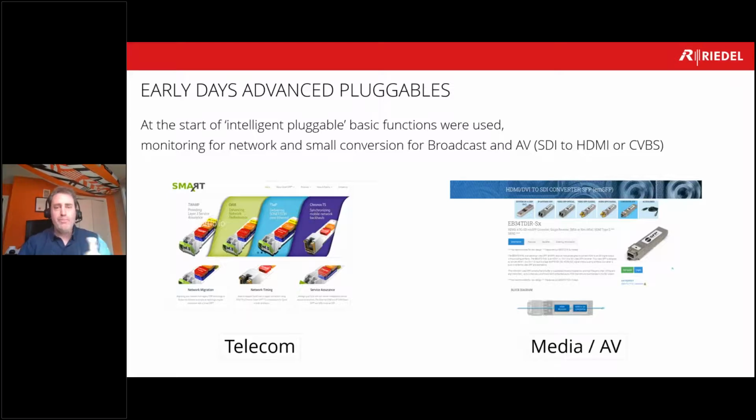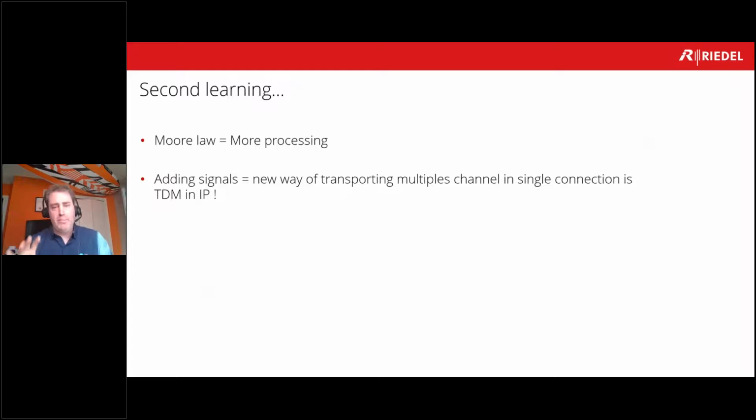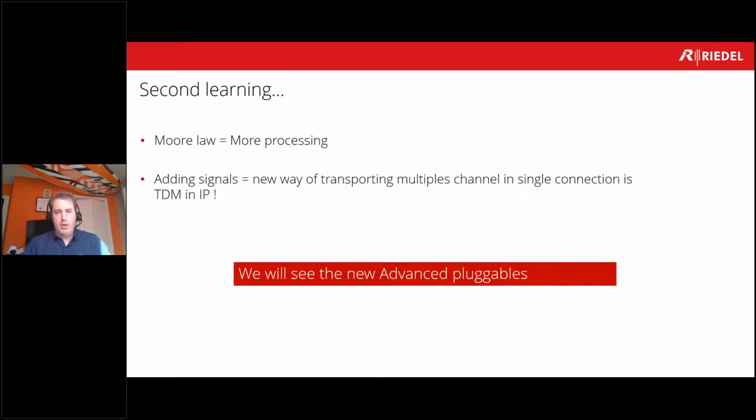So now, interesting. We see two things before I jump into the last section of the presentation. What we saw was that Moore's law means more processing for everything. So we should not take for granted that cards have to be cards and big systems and big iron. It has to follow the same rules of miniaturization. And the other thing, adding signals means that we needed to find different ways to miniaturize, but also minimize the rack space. So CWDM was great, but IP is another way to do that. IP helped us to do that. So let's see the advanced pluggables.